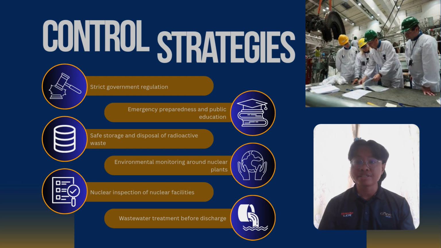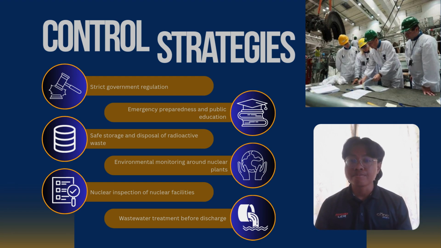The second strategy is emergency preparedness and public education. Emergency response plans should be developed and the public should be educated on radiation safety and the appropriate actions to take when a nuclear emergency happens. The third strategy is safe storage and disposal of radioactive waste. Radioactive waste must be stored securely and disposed of using an appropriate method to prevent contamination in the environment.